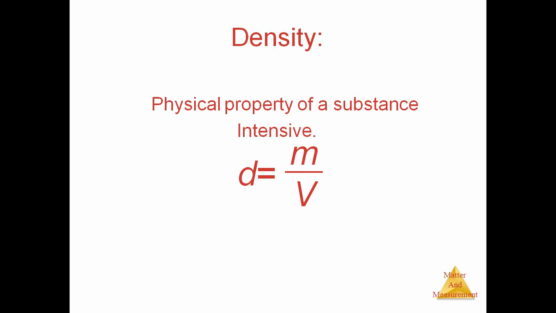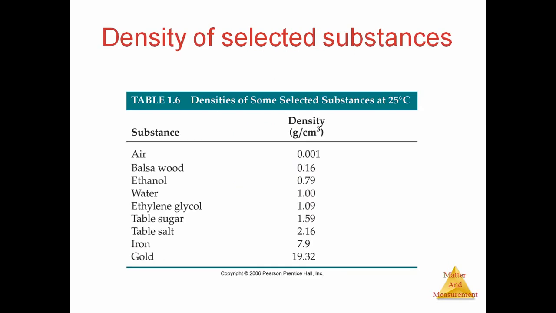Now, density is one of those derived SI units. It is a physical property of a substance, and it represents a ratio of the mass of a substance to its unit of volume. This generally can be represented as either grams per milliliter or perhaps even grams per cubic centimeter. And for all intended purposes, here are some examples of densities.